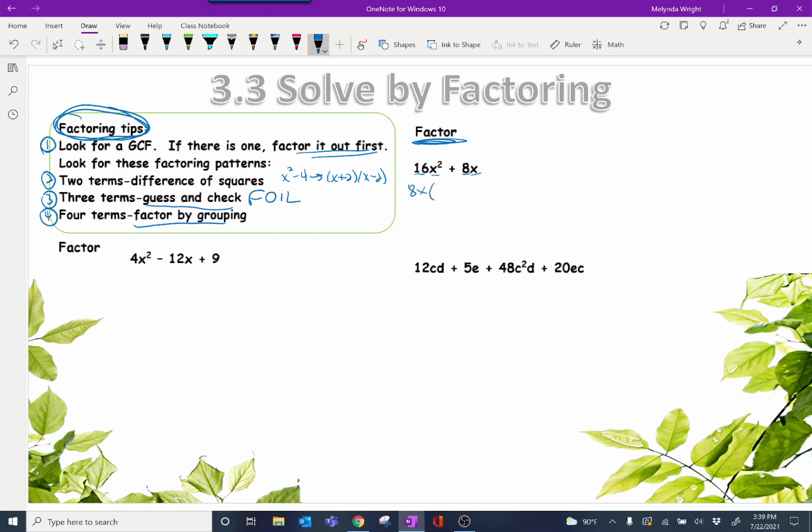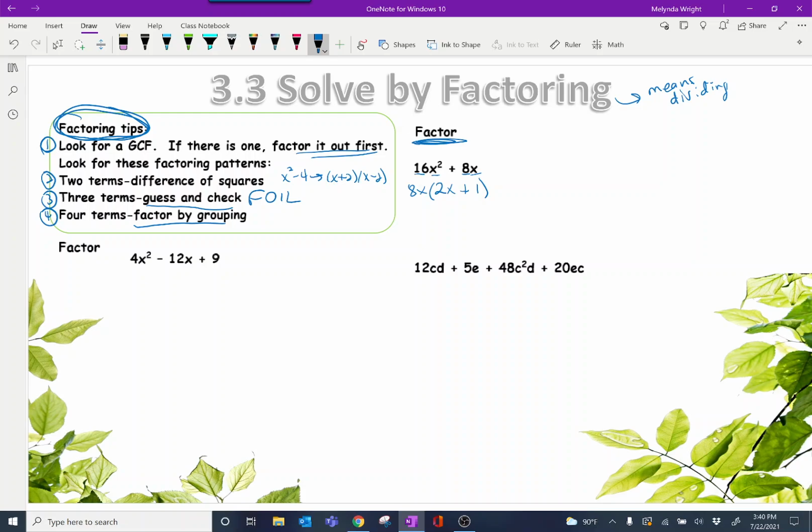Now remember, factoring means dividing. And maybe that's why a lot of people don't like factoring. Poor little factoring. Well, I'll have to admit, I would rather multiply than divide, that's for sure. But dividing is important, and so what we're doing is dividing this 8x out of both terms. So 16 divided by 8 is 2, and x squared divided by x is x. 8 divided by 8 would be 1, and x divided by x would be 1. And so that's what we're left with.